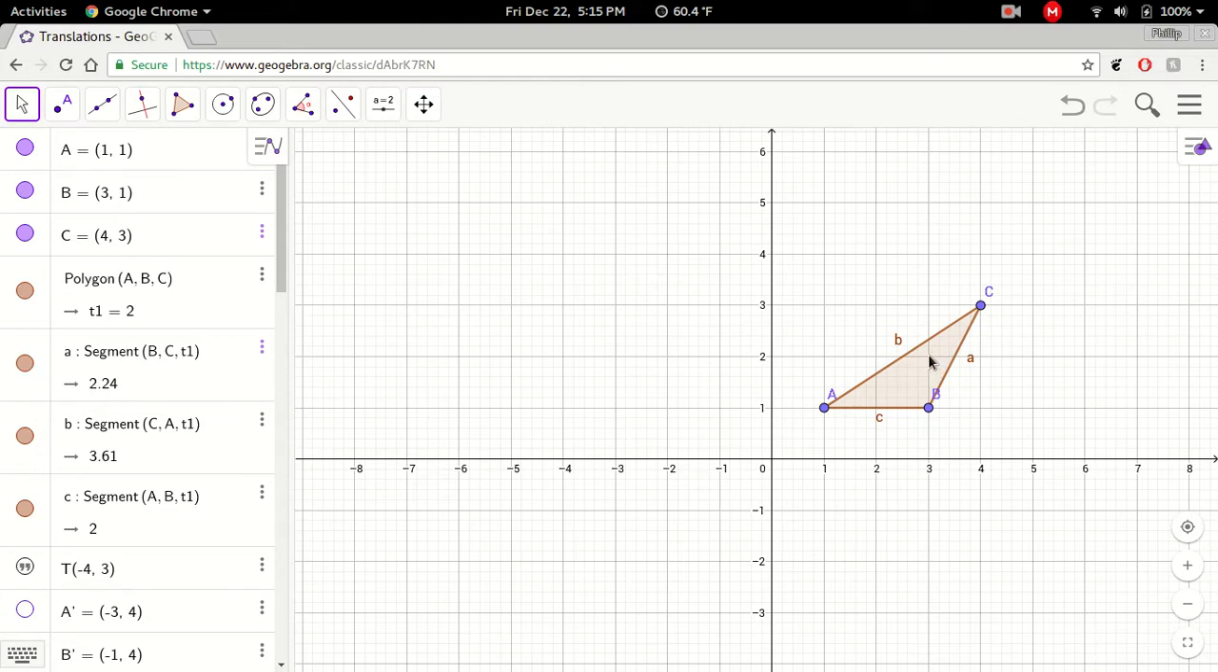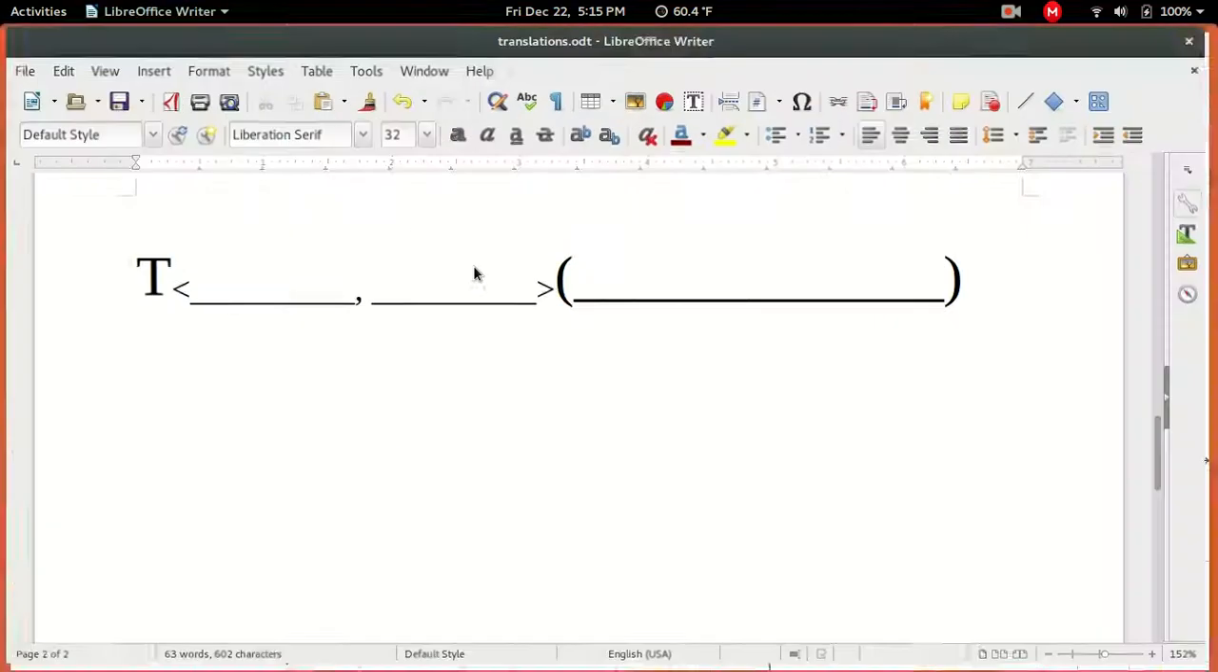Unlike a reflection, where we end up with a mirror image of the object that we started off with, we will have the exact same image but moved somewhere else in the coordinate plane. So we have our triangle coordinates. Let's talk about our rules for translations, and then we'll actually do an example of this.